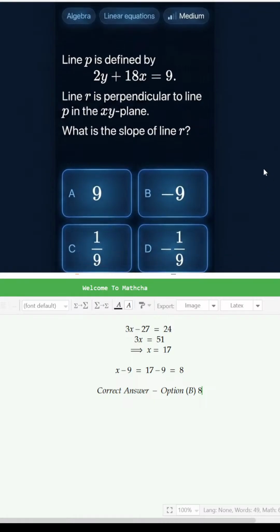So again, this is a question of perpendicular lines. So here we are given a line P and its equation, that is 2y plus 18x is equal to 9, and line R is perpendicular to line P in the xy plane. So what is the slope of line R?